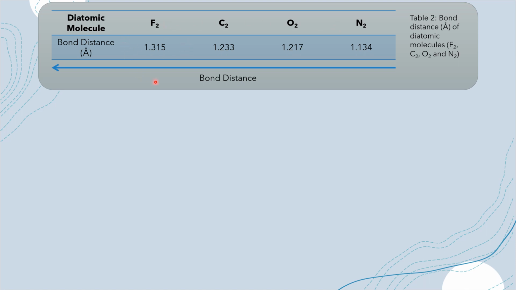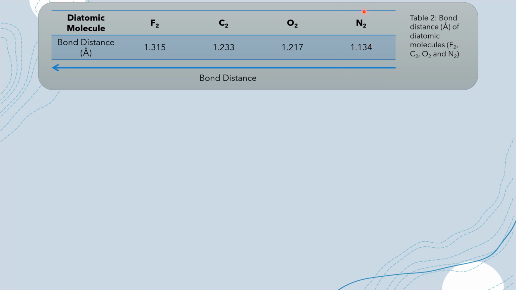F2 has a single bond and therefore a bond order of 1, causing it to have the greatest bond length, whilst carbon and oxygen both contain a double bond, which explains why their bond lengths are quite similar, as they both have a bond order of 2. However, N2 has a triple bond, causing it to have the shortest length due to the bond order being 3.